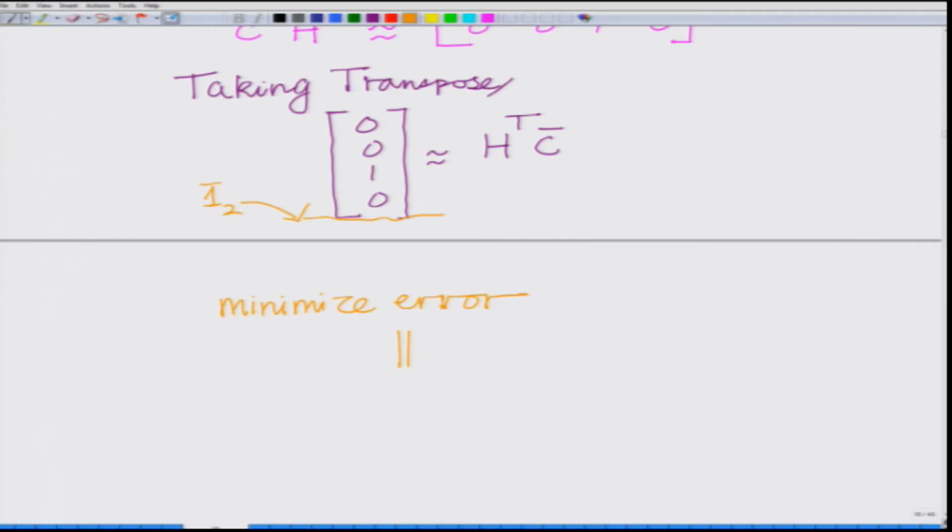the error, where the error is the difference between this vector 1 bar 2 and H transpose C bar. We want to minimize the norm square of the error. So, what we have done is formulate the system model and reduce the equalizer design problem to a least squares problem, by saying that H transpose C bar should approximate, or be as close as possible to, the vector 1 bar 2, which means the square of the norm of the error should be the least. Therefore, we have reduced it to the least squares problem.